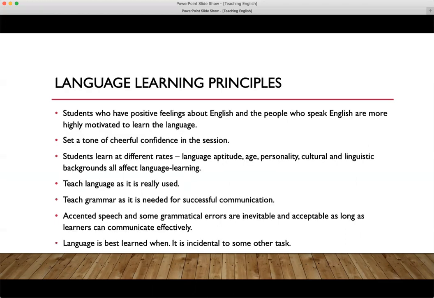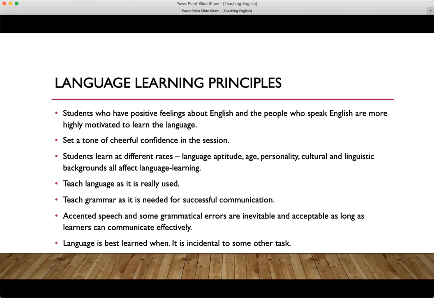Students who have positive feelings about English and the people who speak English are more highly motivated to learn the language. Students cannot learn effectively when they are anxious and upset, so set a tone of cheerful confidence in each session. Remember, students learn at different rates. Language aptitude, age, personality, cultural and linguistic backgrounds all affect language learning.